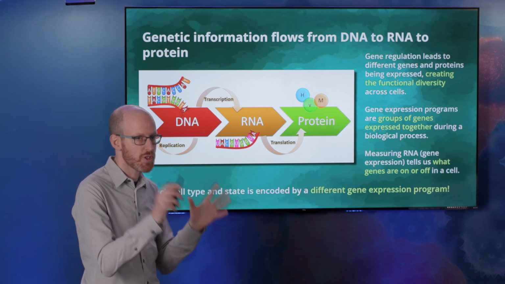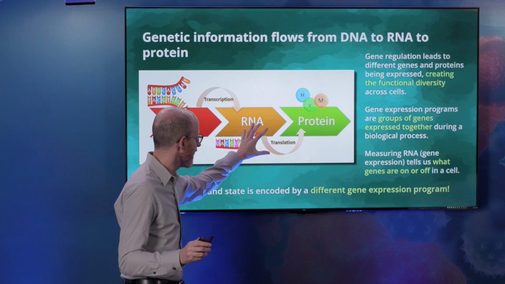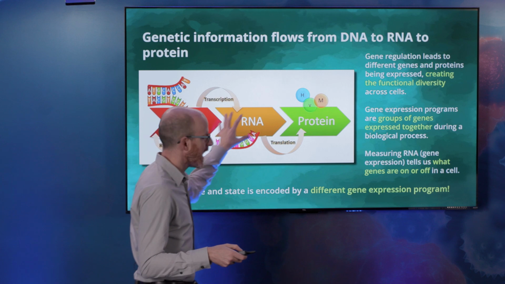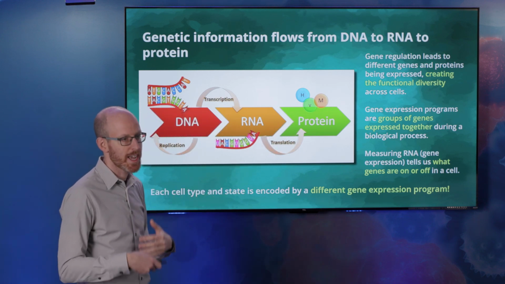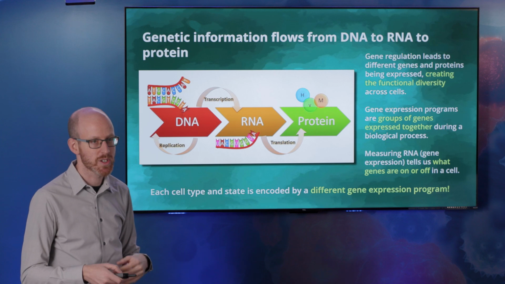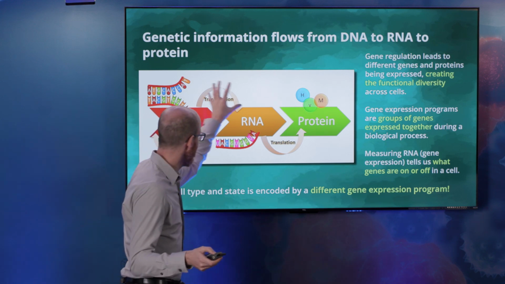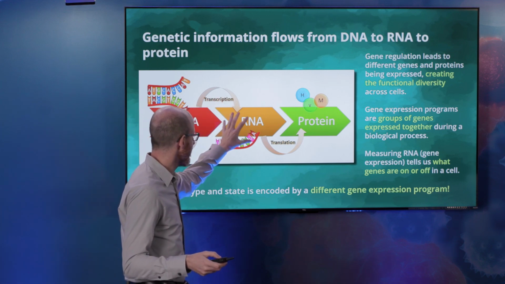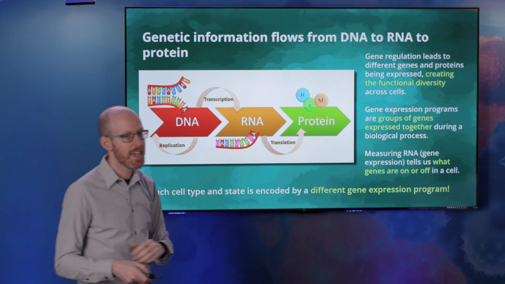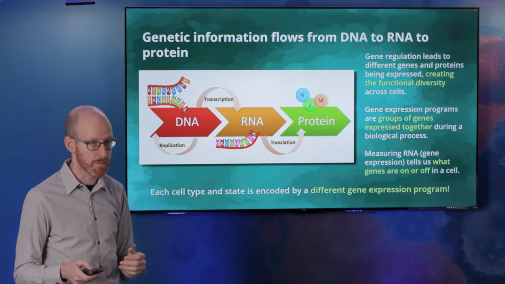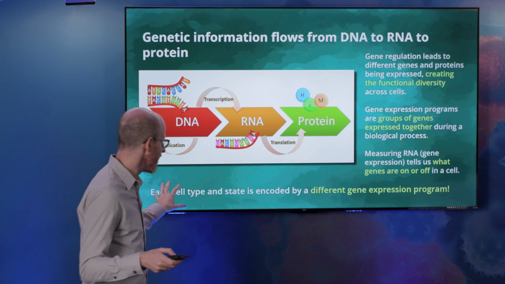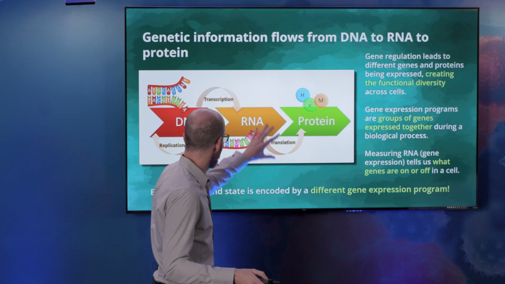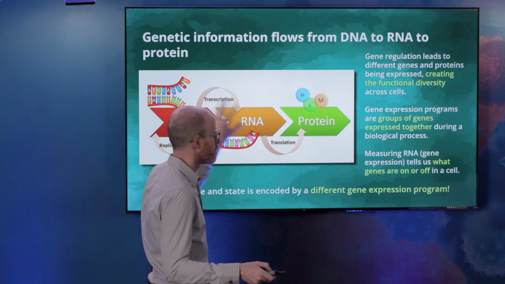And these programs are groups of genes that are expressed together or turned on together during a biological process. So when a biological process gets turned on, RNA and protein need to be made. So you need more of an RNA and more of a protein in order to carry out that process. And so that's this idea of a gene being turned on, an RNA being made, and protein being translated. So by measuring the levels of RNA, we can learn what genes have been turned on or off in a cell, and that tells us what the cell is really up to. So to recap, each cell type and state is encoded by a different gene expression program, different sets of genes, and by measuring the levels of the RNA, we can learn what genes have been turned on and are defining that program.